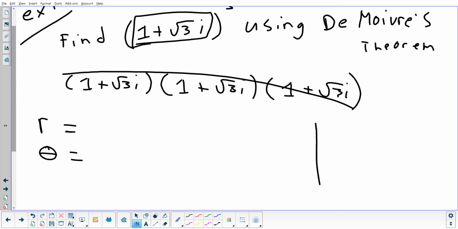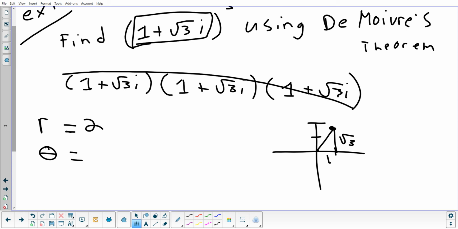So let's start with our radius. In fact, I think we did this one in the homework, or maybe the opposite of it. So you're going right 1, and then up square root of 3. What would be the radius of that point? Yep. 2. So your radius is 2.